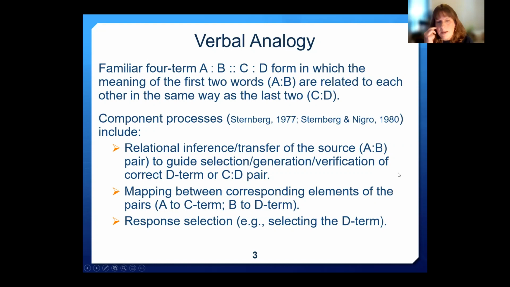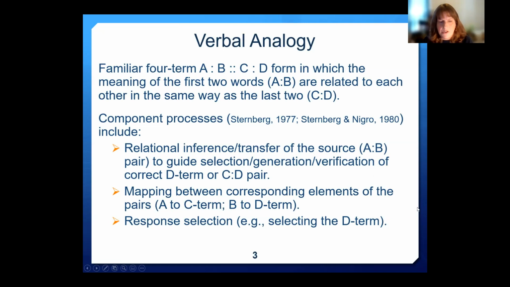The studies I'm going to talk about today have mostly used analogical selection tasks, with one of them using analogical generation tasks. And then probably the most investigated component process would be structure mapping, or one-to-one mapping, in which you are aligning the corresponding elements of the pairs, the A term to the C term and the B term to the D term. And I'll talk more about that in the context of these 3 item factors.